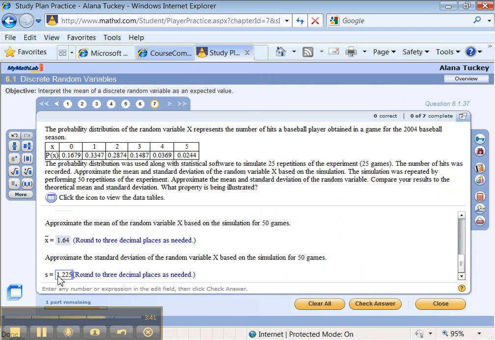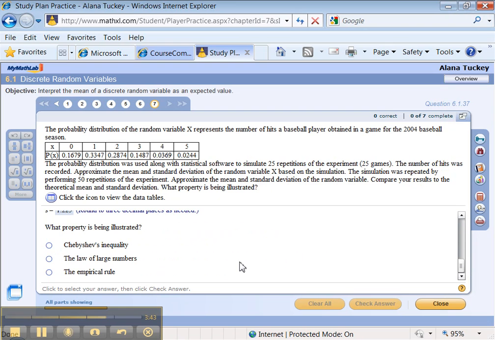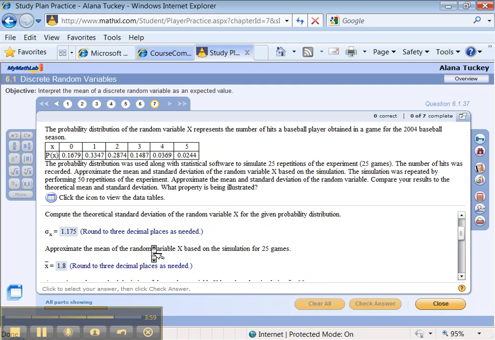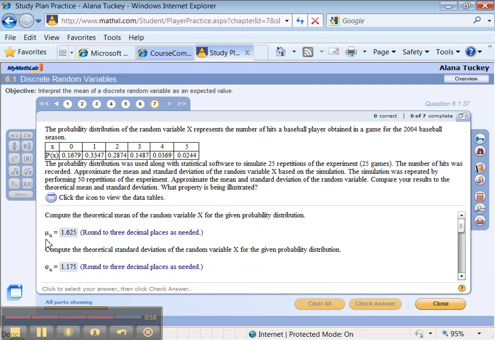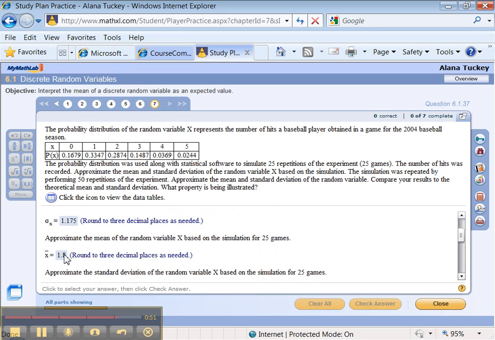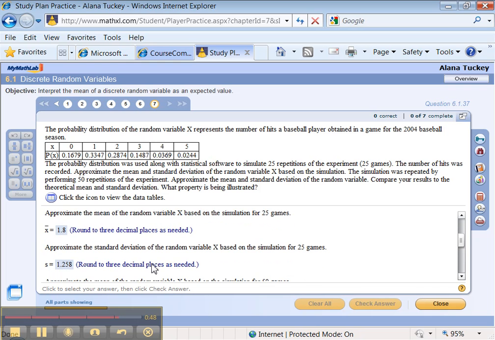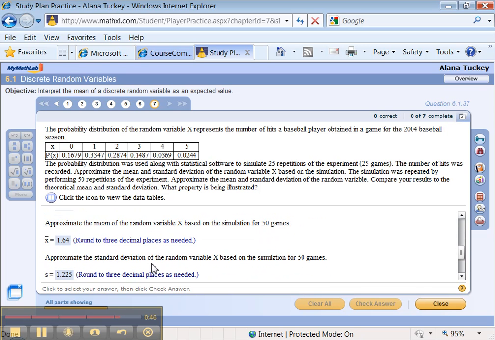Let me go in here. Enter. There we go. All right, what property is being illustrated? I probably will let you figure this out, other than to say that what we're doing here is we're trying to see what happens with real life. Let me scroll back up. All right, this is the classical mean, right? So this is what we hypothetically think would happen with this distribution. And then this is what happens when we had 25 games. See those numbers? And then this is with 50 games down here.